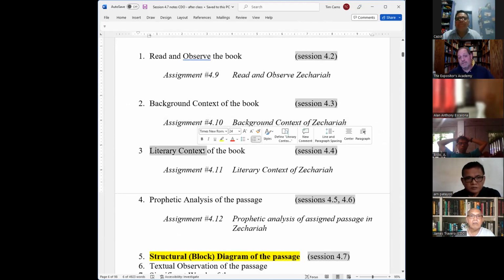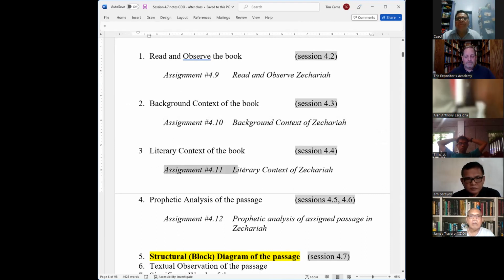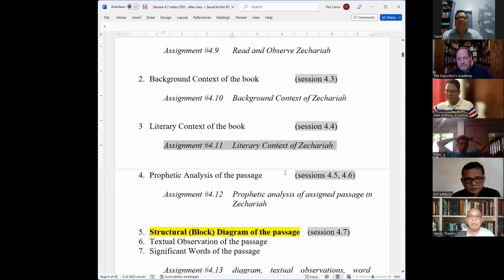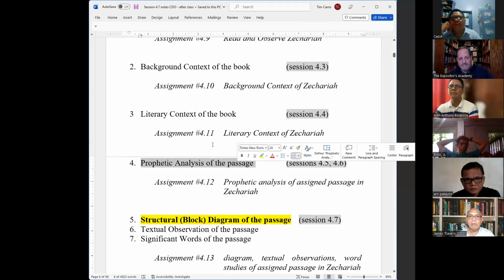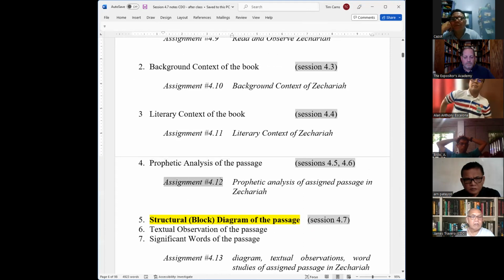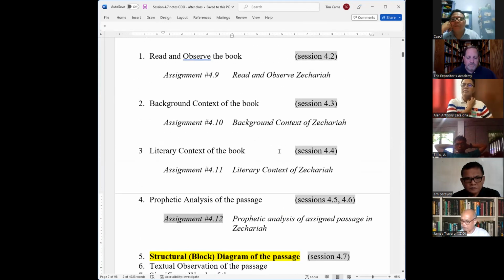The literary context, or contextual flow of the book, we discussed in session 4. That was assignment 4.11, the literary context of Zechariah. You can go there for that detail. And then in the last 2 sessions, we went over the prophetic analysis of the passage. That was assignment 4.12, the prophetic analysis of your assigned passage in Zechariah. Again, our focus so far has been on the Zechariah passage. Remember, you also have the Revelation passage that you've been assigned. So those first 4 steps we've covered in the previous sessions.